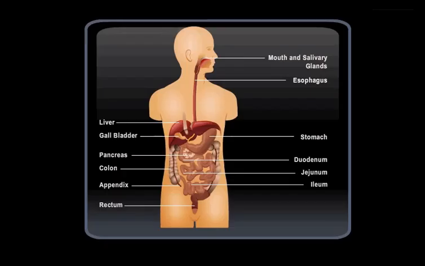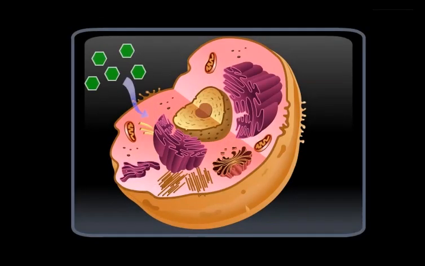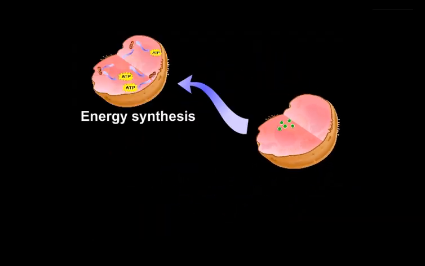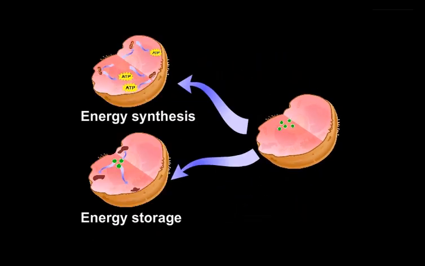Our digestive system breaks down the food that we eat into small molecular nutrients. These nutrients are absorbed and distributed to all the cells of the body. In the cells, these nutrients may be converted to new, high-energy compounds, stored for later use, or utilized for other biological functions.